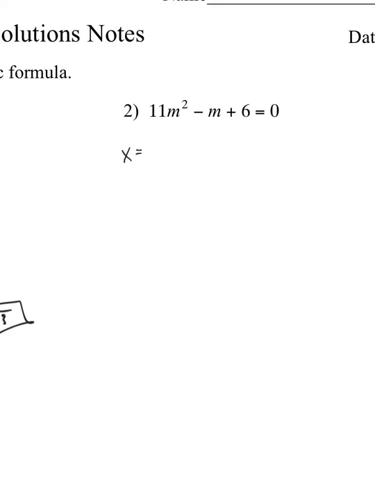X equals negative b. Well, so a is 11, b is negative 1, c is 6. So negative b, that's going to be negative 1. Guys, again, anytime you're substituting, use the parentheses. So negative b plus or minus square root of b squared, so it's going to be negative 1 squared minus 4 times a, which is 11, times c, which is 6. So that's going to be another big number there. All over 2 times a, 2 times 11.